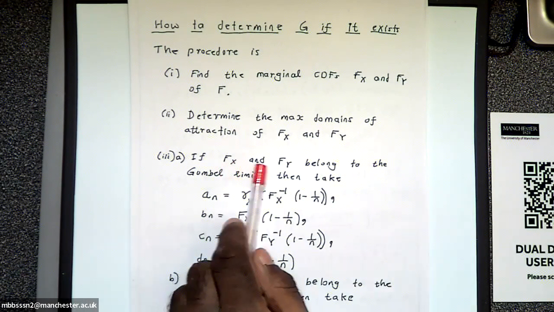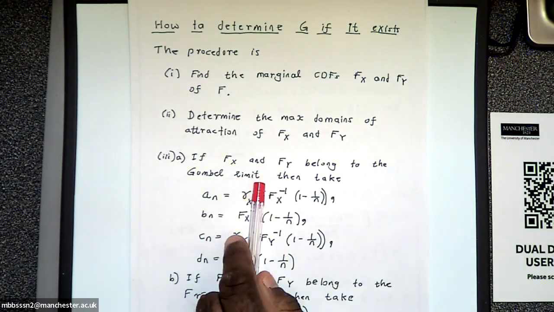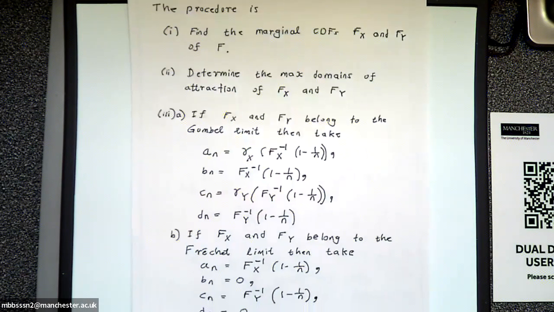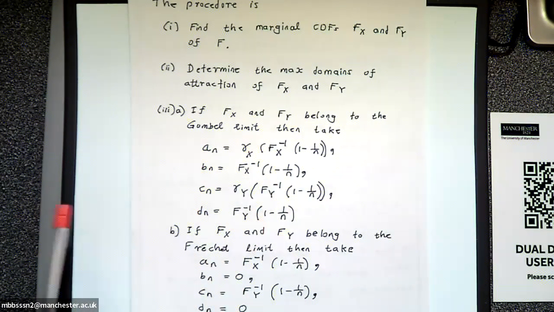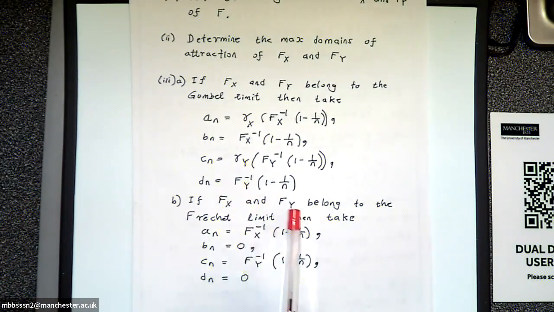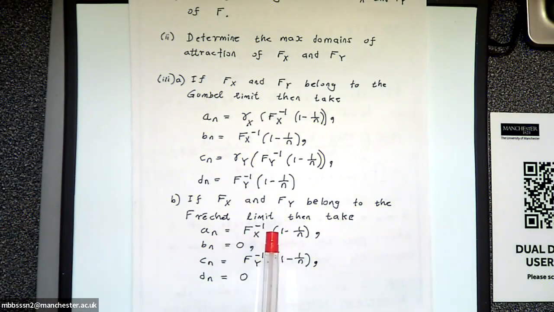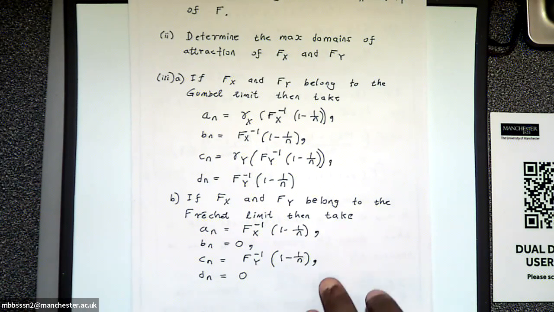So if Fx and Fy belong to the Gumbel domain of attraction, then you choose the scaling constants A, B, C, and D to be this. And if Fx and Fy belong to the Fréchet domain of attraction, then you choose A, B, C, and D to be this.